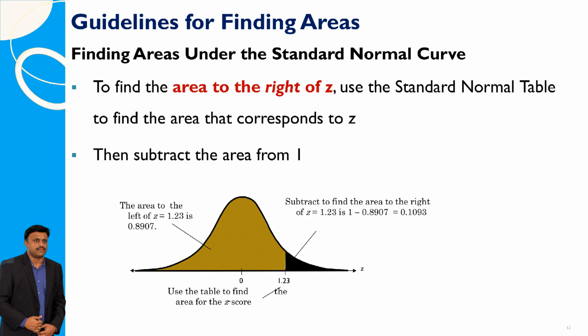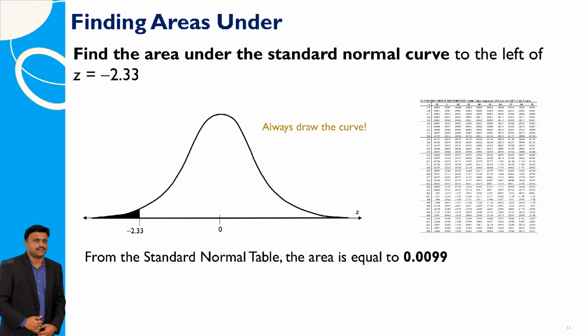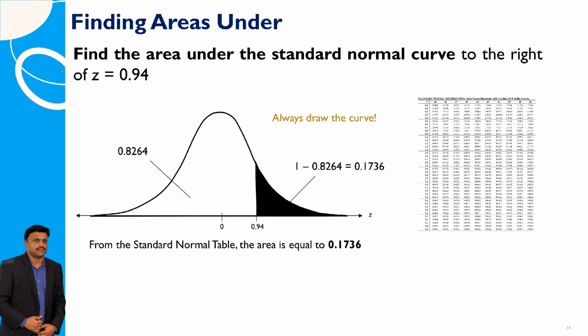To find the area under the standard normal curve to the right of a given z value, first use the standard normal table to determine the area corresponding to that z value. Then subtract this area from 1 to obtain the area to the right of z. To find the area under the standard normal curve to the left of z equals negative 2.33, refer to the standard normal table, which shows that this area is 0.0099. To find the area under the standard normal curve to the right of z equals 0.94, consult the standard normal table, which indicates that the area is 0.1736.